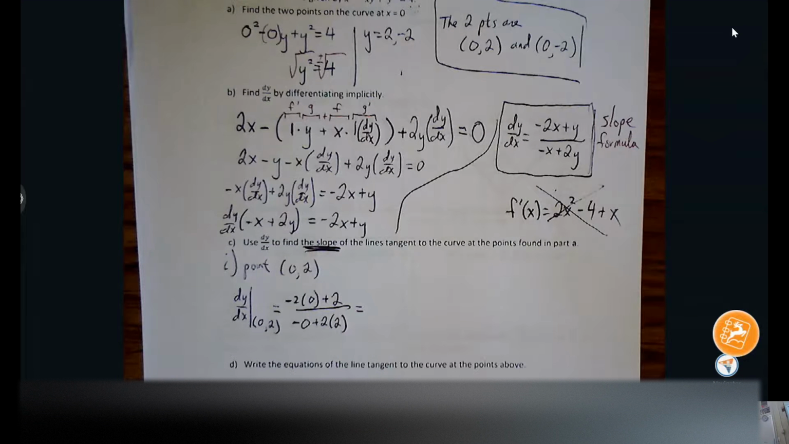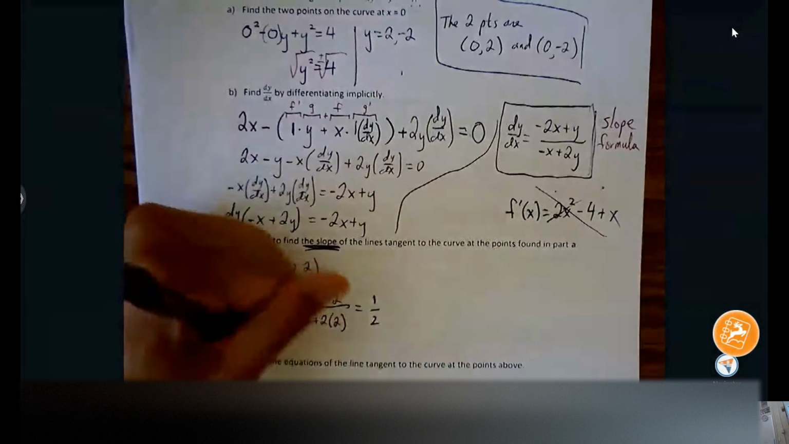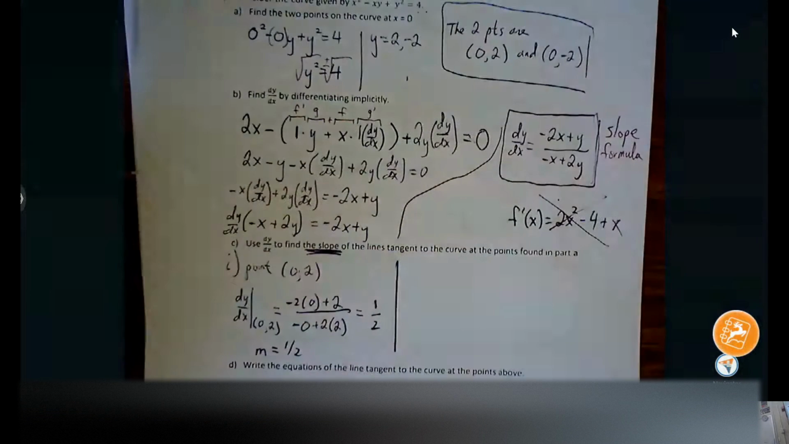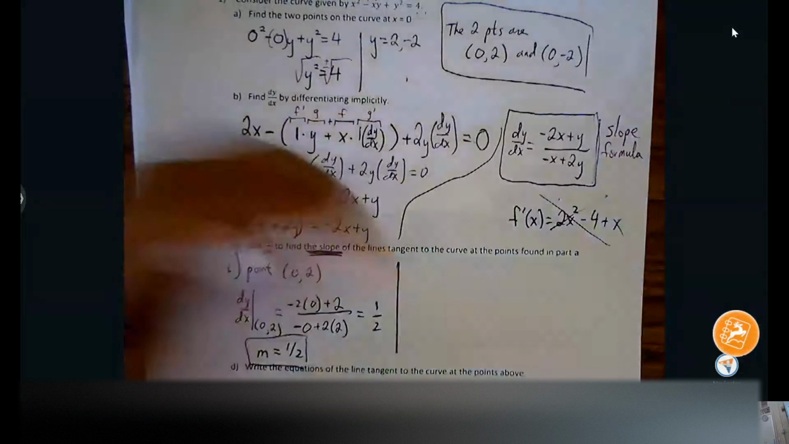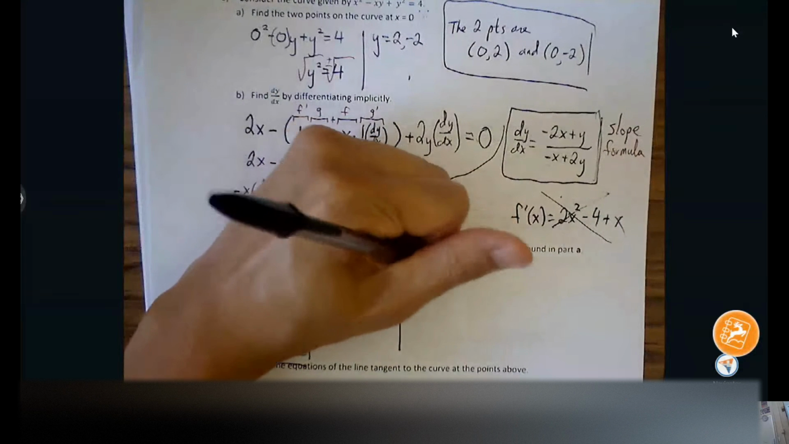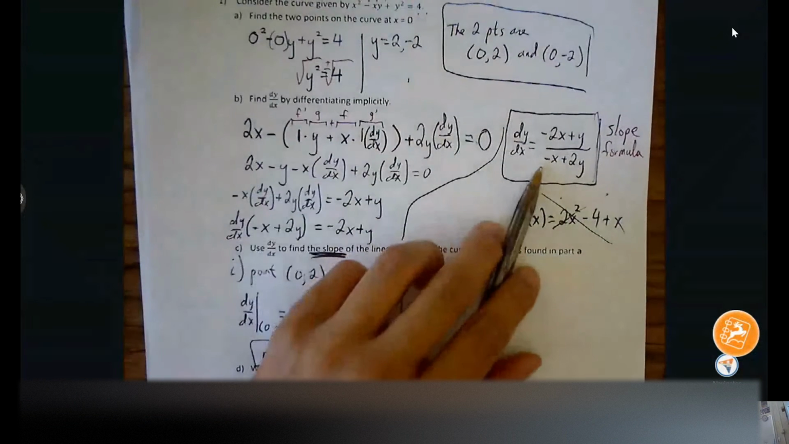Okay, those of you on Teams, are you guys okay? Any questions? Okay, so we get 2 over 4, which is 1/2. So that's our slope, right? Our slope at (0, 2) is 1/2. So now we want to find the slope at the other point, which is (0, -2). Same thing, plug into the derivative to get our slope.